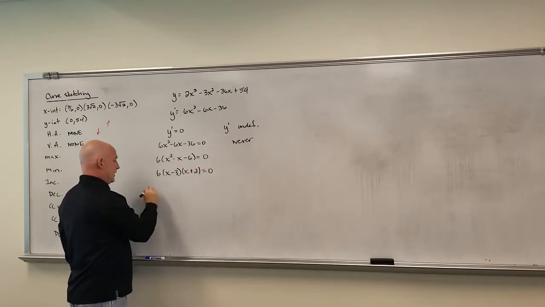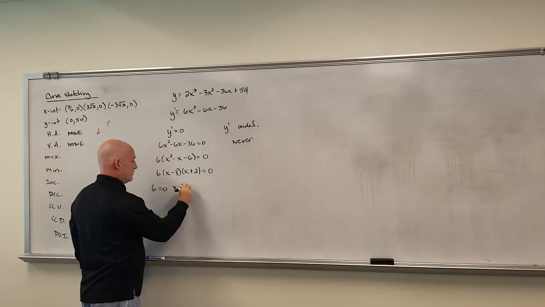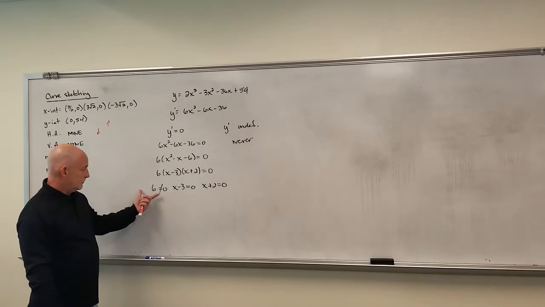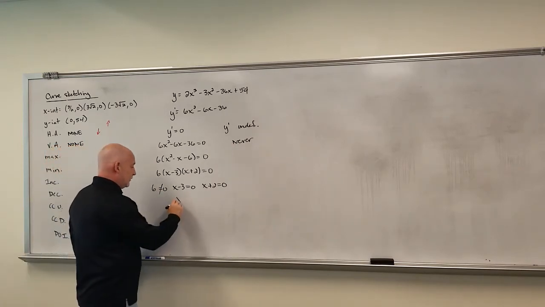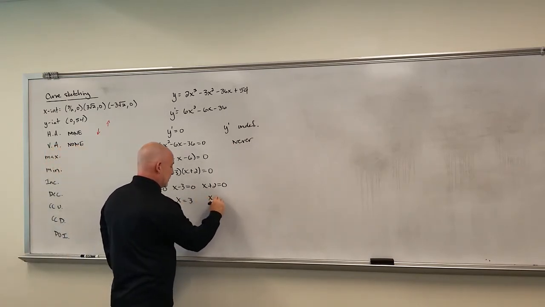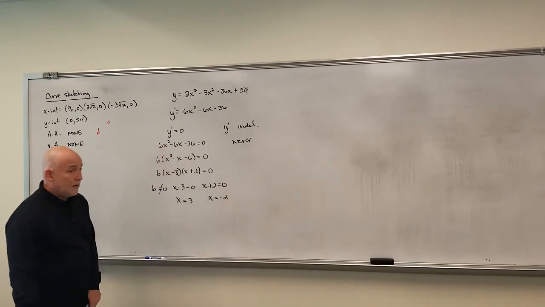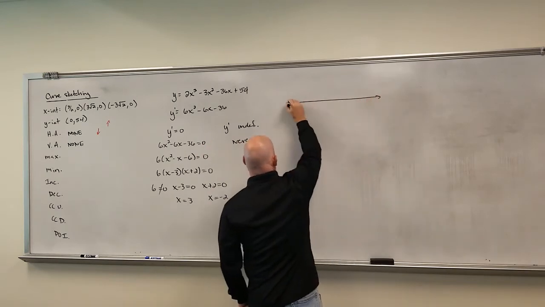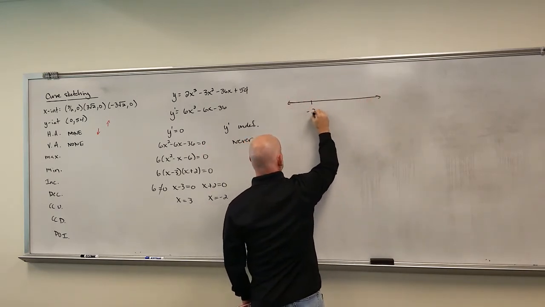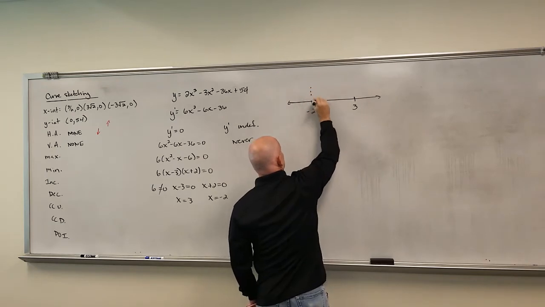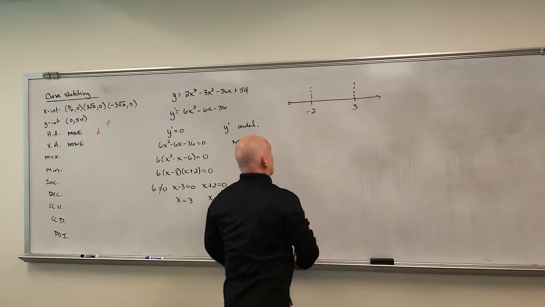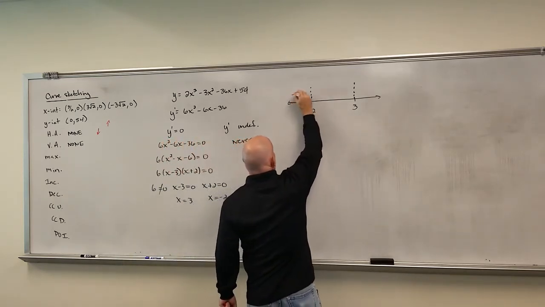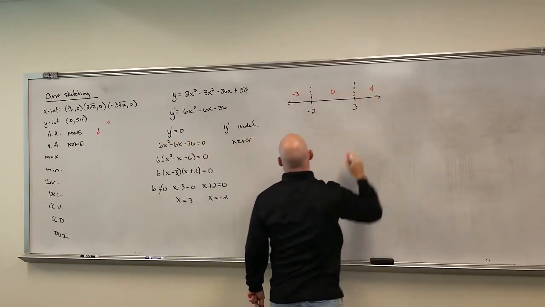Three things multiplied together, one of those has to be a zero. Well, a 6 can't be a zero. Besides, that didn't tell me anything about x's either. So we get x is equal to 3 and x is equal to negative 2. So we have two values that we need to put on our number line. It was a negative 2 and a positive 3. And we're going to pick values on our number line around those. So let's say negative 3, 0 will be easy, and 4.